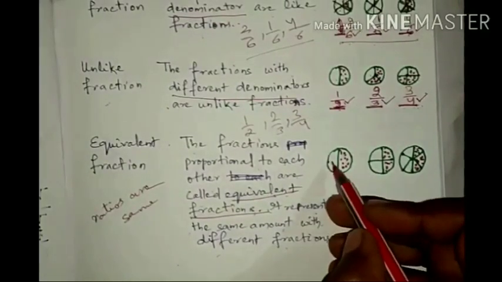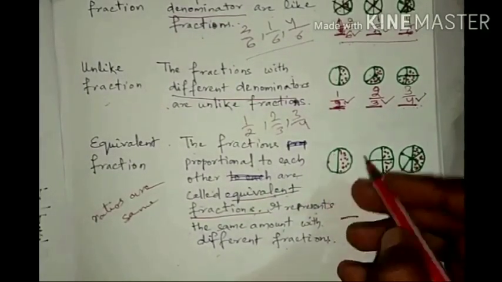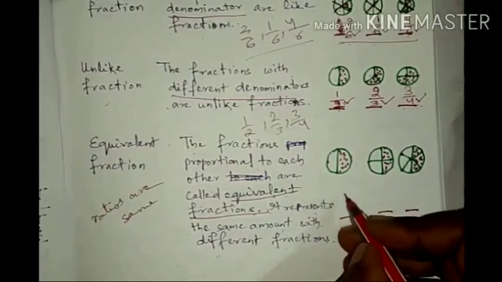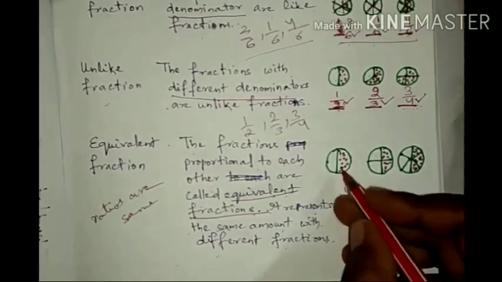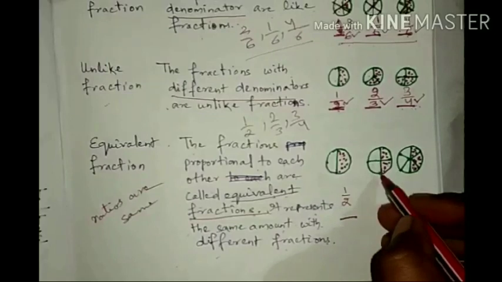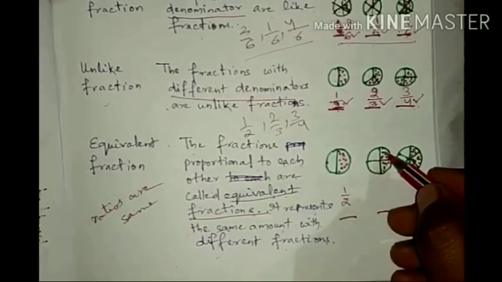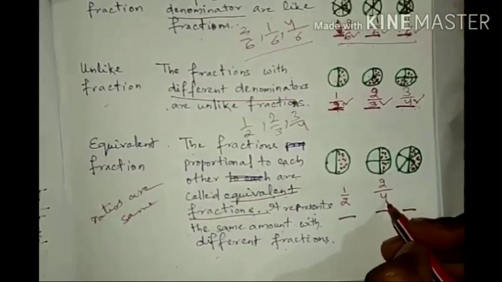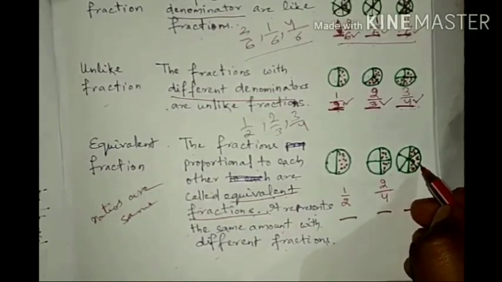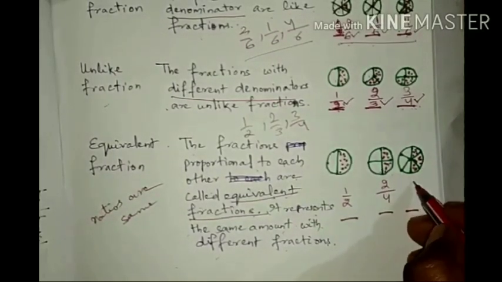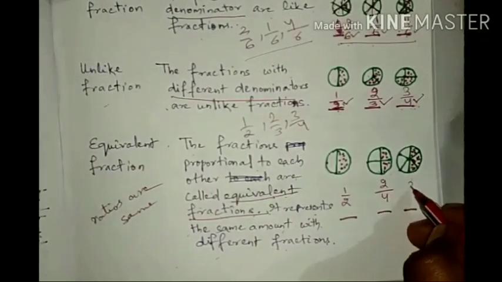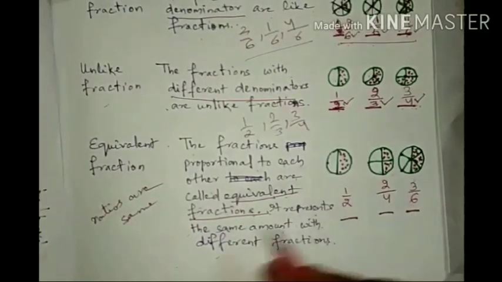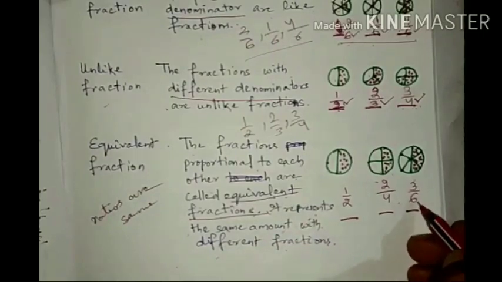Let's see here. One roti is divided into two parts. So this one is 1 by 2. We have one roti divided into 4 parts and here 1, 2. Out of 4 parts we have 2 parts, means 2 by 4. One roti is divided into 6 parts. Out of 6 parts we have 1, 2, 3 parts. So 3 by 6. So 1 by 2, 2 by 4, 3 by 6.